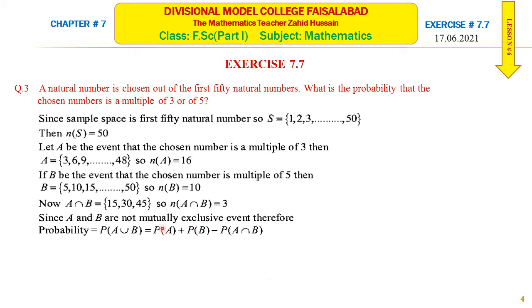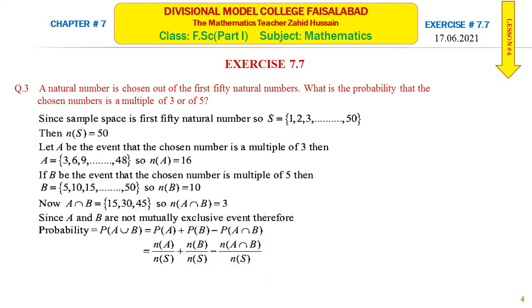Now write the formula to find the probability of A, probability of B and probability of A intersection B. Probability of A is equal to number of elements of A divided by number of elements of S, plus probability of B is the number of elements of B divided by number of elements of S, minus number of elements of A intersection B divided by number of elements of S.